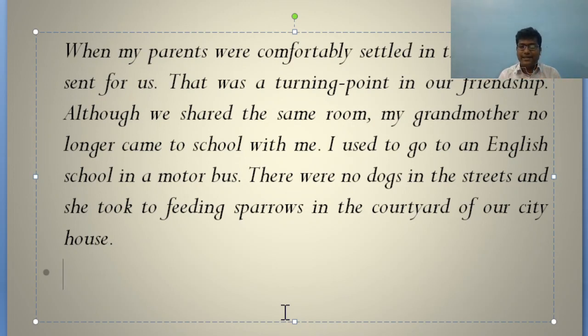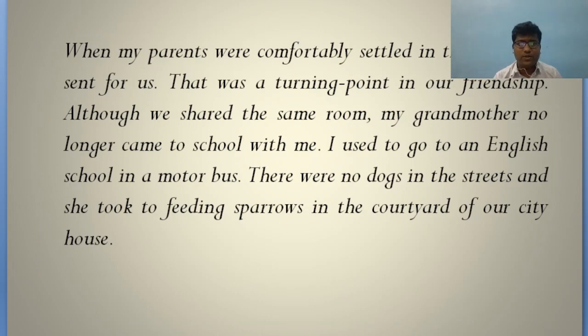So paragraph 5 also talks about the city life. What are the changes that took place over there? I used to go to an English school, not a primary school where a priest teaches, in a motor bus, not by walking. See the differences? There were no dogs in the streets. She took to feeding sparrows. Now the position of the dogs is being taken over by the sparrows. So between the city life and the village life, there are a lot of differences. And this will also be asked to you, as a long answer question.